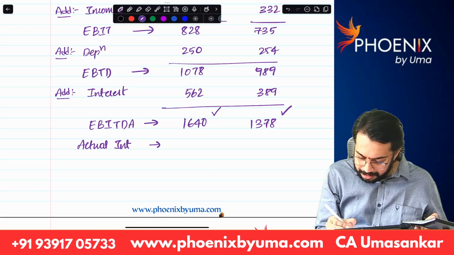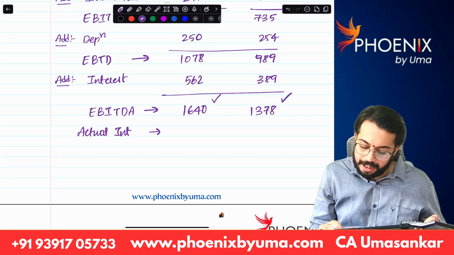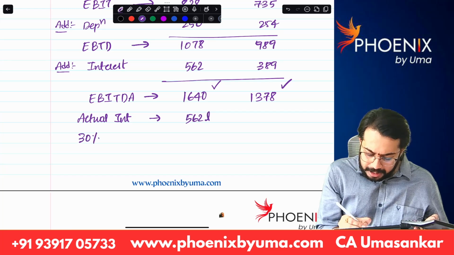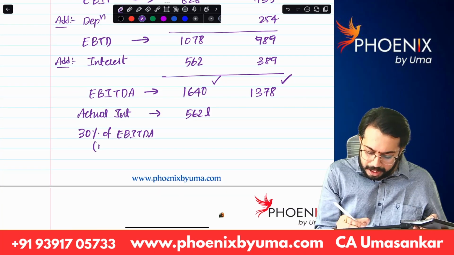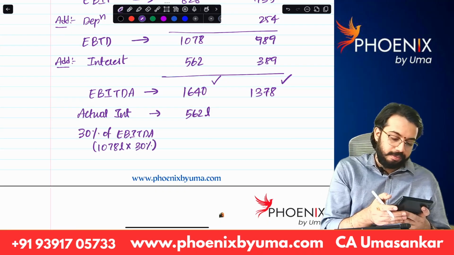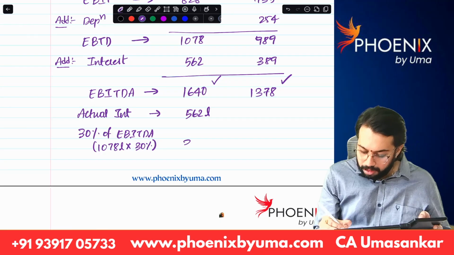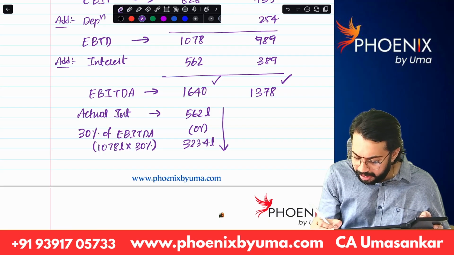Now how much is actual interest? First we will do for 23-24. Actual interest is 562 lakhs. How much is 30% of EBITDA? EBITDA is 1078 lakhs. 1078 lakhs into 30%. How much? 323.4 lakhs. So out of these two, whichever is lower.